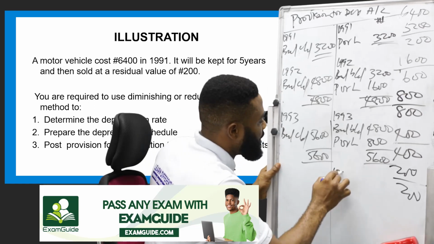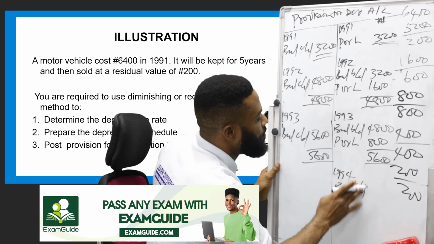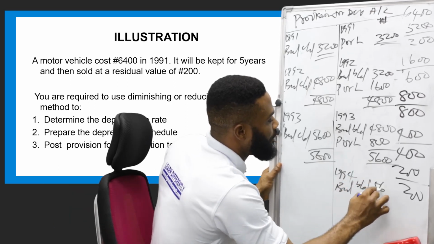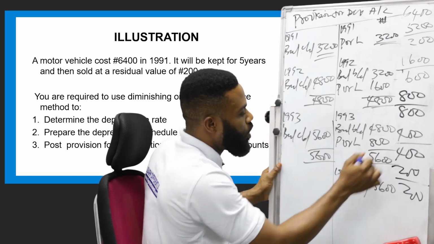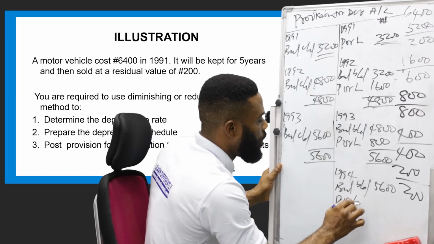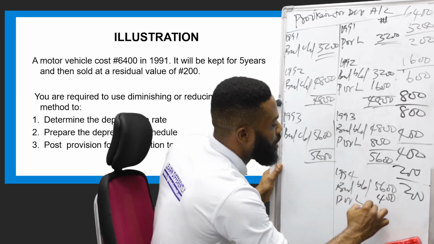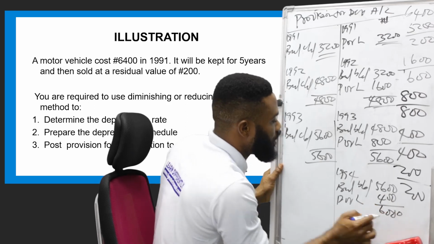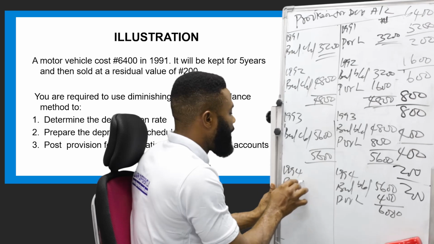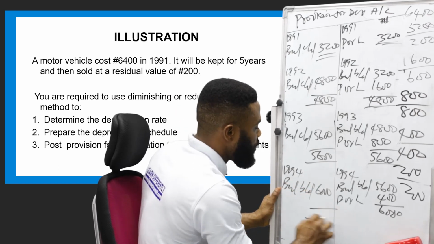And then for 1994, the same thing. Your balance brought down is 5,600 plus what? For profit or loss account, you have 400. When you add, you are going to have 6,000. And then your 1994, your balance brought down is 6,000. And then you close it.